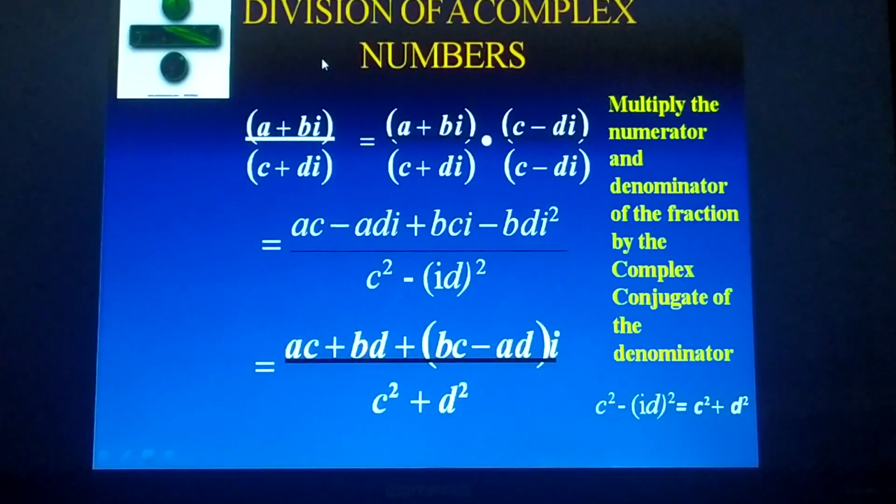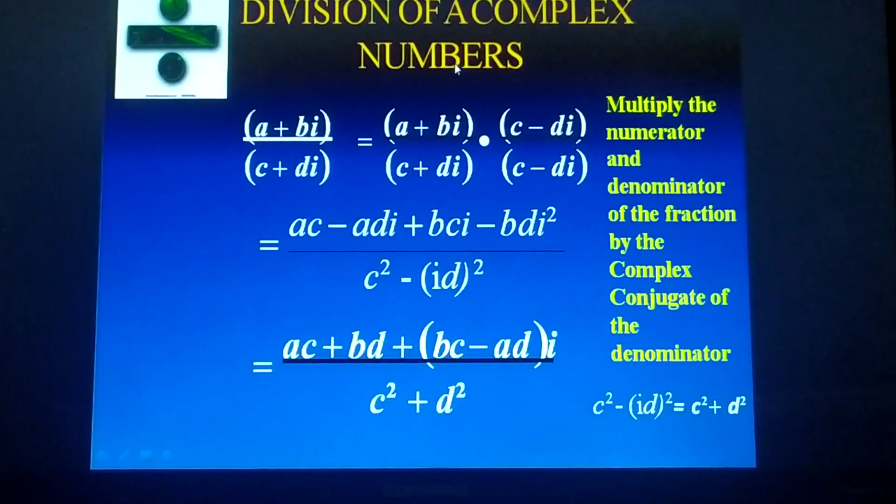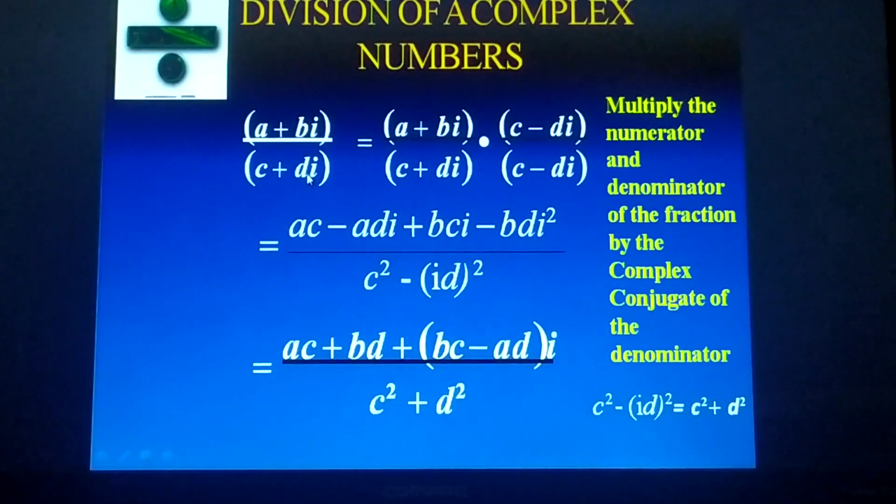Very important, division of a complex number. (a + bi) upon (c + di). When we have a complex number in division form, then to simplify, multiply the numerator and denominator by the conjugate of the denominator. Multiply the numerator and denominator of the fraction by the complex conjugate of the denominator.